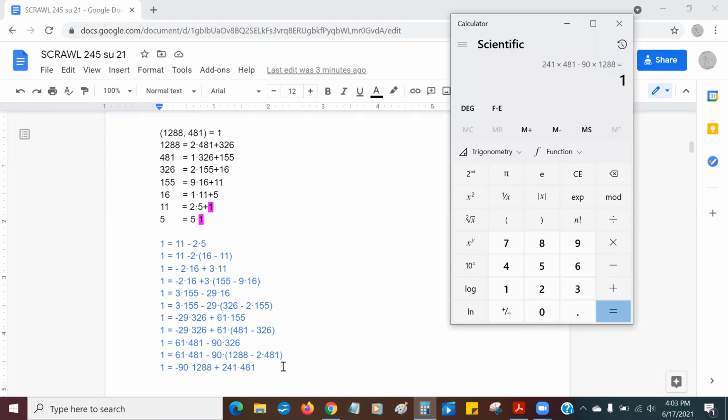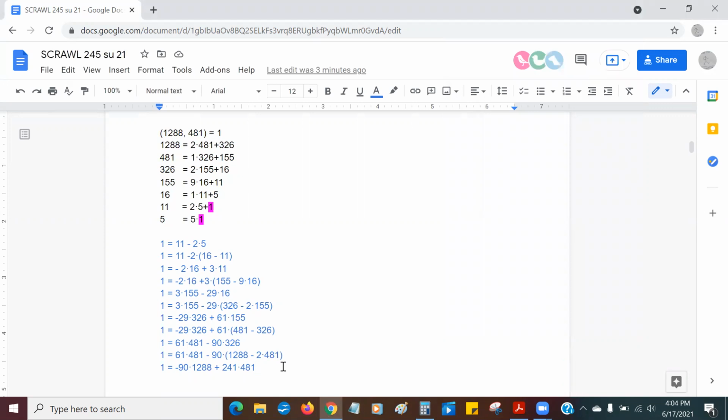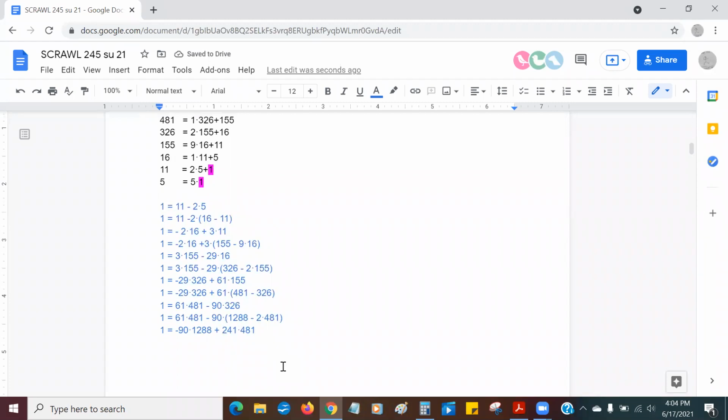Another way of saying that, instead of saying I'm expressing it as a linear combination, I could also say that I found an integer solution. If I look at the equation 1288x plus, what was the original numbers again, 481y.